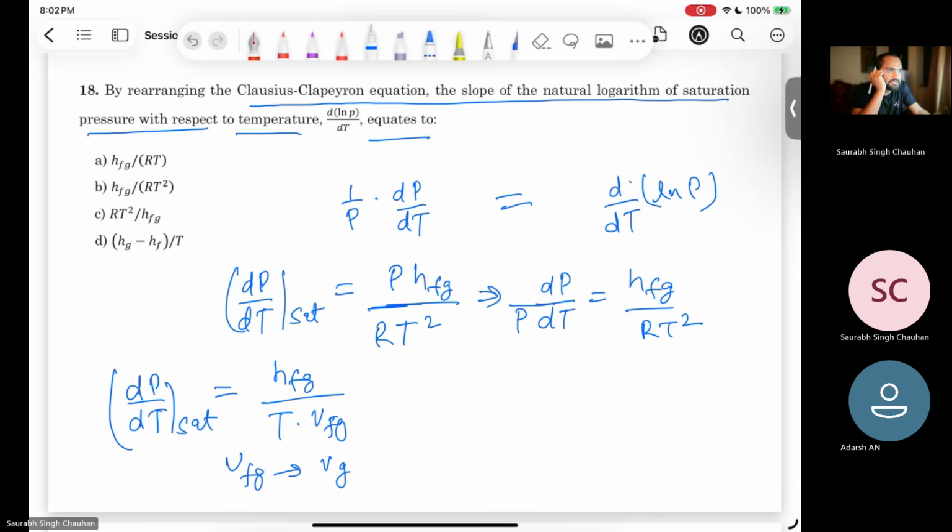1 by P dP by dt is mathematically identical to... but where is the ln term and how is this ln coming? ln is already in the 1 by P. Yeah, so 1 by P dP by dt only we have to find out. Okay, our objective is to find out 1 by P dP by dt. So this is now this only, no? Yeah, that is what I also feel. So that option only, B should be.